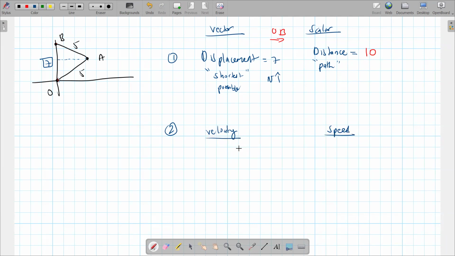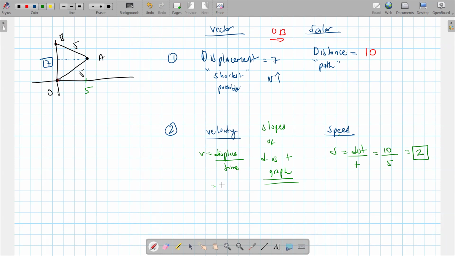Both of these are slopes of the distance versus time graph. So for speed, again, we need a time. Let's say this is 5 seconds. The formula for speed is distance over time. This individual traveled 10 kilometers in 5 hours, whatever. The speed is 2. Velocity is displacement over time. This individual traveled 7 kilometers in 5, whatever. It's going to be 1.4, and then north. So that's the difference between velocity and speed.